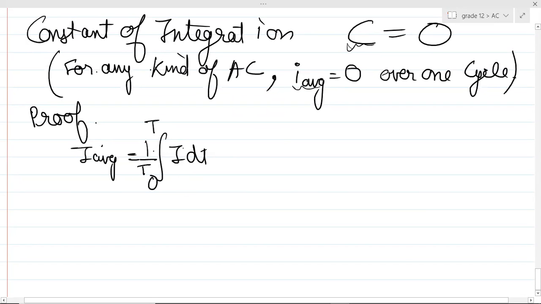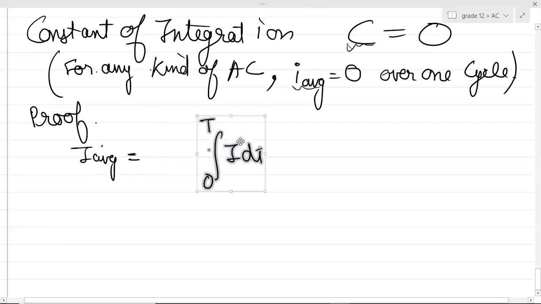Can I write it like this? Guys, can I write it like this? Yes, sir. I average is basically 1 by t minus 0, integral from 0 to t of I dt. This is how we did the average value, right? Can I put the value of I dt over here?